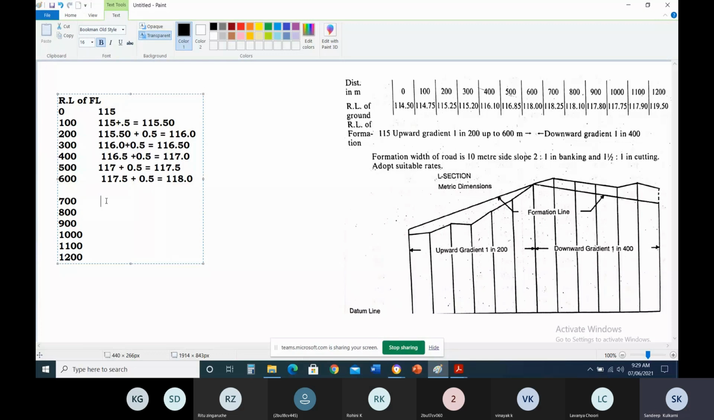0.25. So what I have to do here now? The previous FL. Since it is a downward gradient, I have to subtract that value. 117.75 I'll get. Similarly, for the current FL, I take the previous FL minus 0.25. 117.5 minus 0.25.